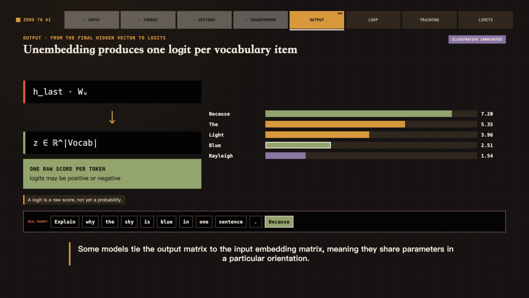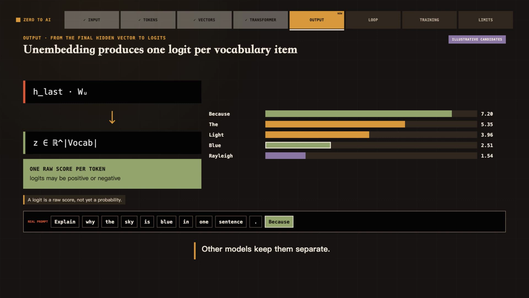Some models tie the output matrix to the input embedding matrix, meaning they share parameters in a particular orientation. Other models keep them separate. Weight tying is a design choice, not a requirement for the mechanism. A logit is not yet a probability. It is an unnormalized score. A logit can be negative. The logits do not have to add to 1.